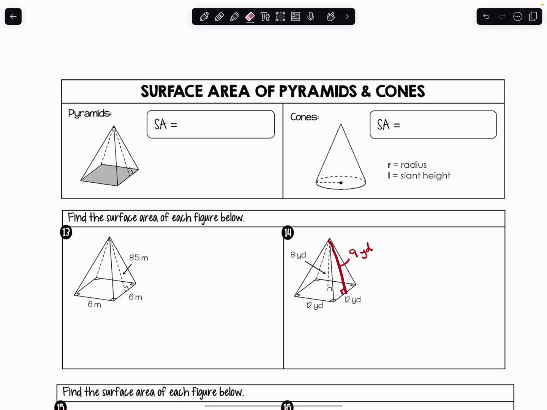Okay, we are moving on to surface area of pyramids and cones. So we'll start with pyramids because finding the surface area of a pyramid is the same as finding the surface area of a prism. It is the sum of the area of all the faces.